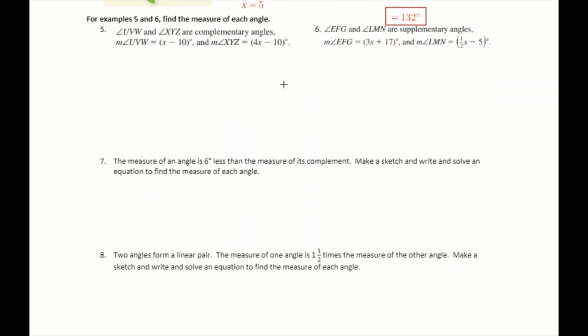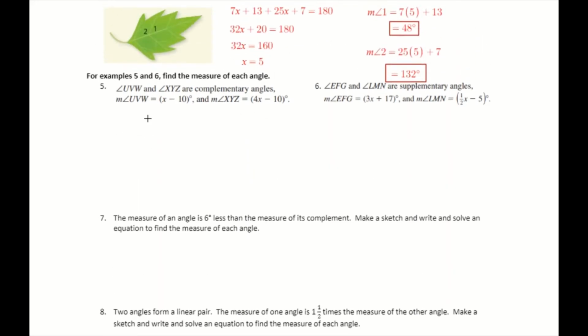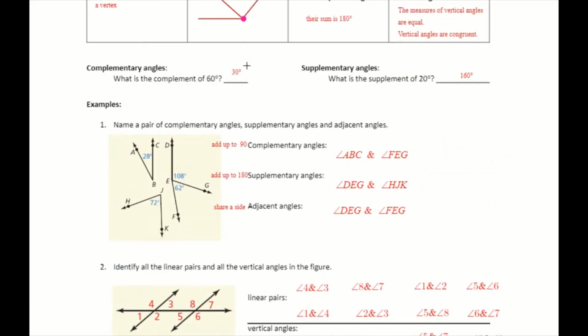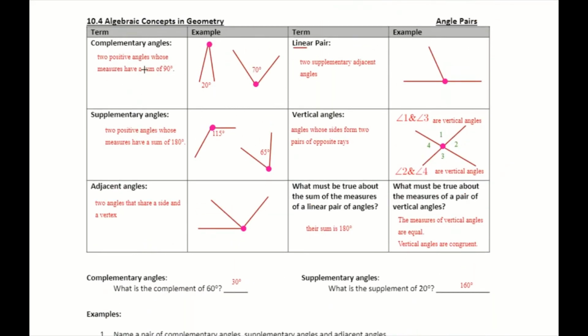All right, we've got a few more examples here. So let's look at number 5. Given two angles, UVW and XYZ are complementary. Okay, what I do when I don't remember what this word means is I go back to my notes and ask, what does complementary mean? It means they add up to 90.